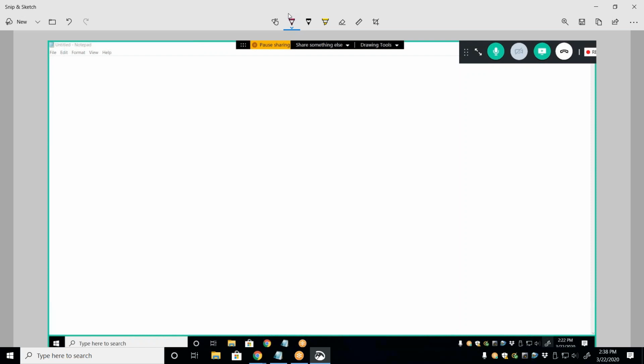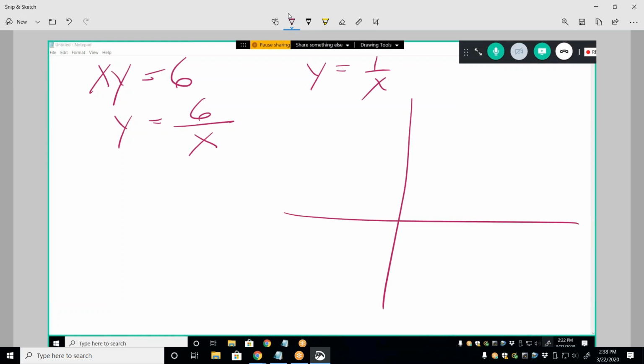Determine the symmetries of the graph of the given relation. So xy equals 6. Okay. That is the standard format for a hyperbolic function. Here's the parent function. What that looks like is that.